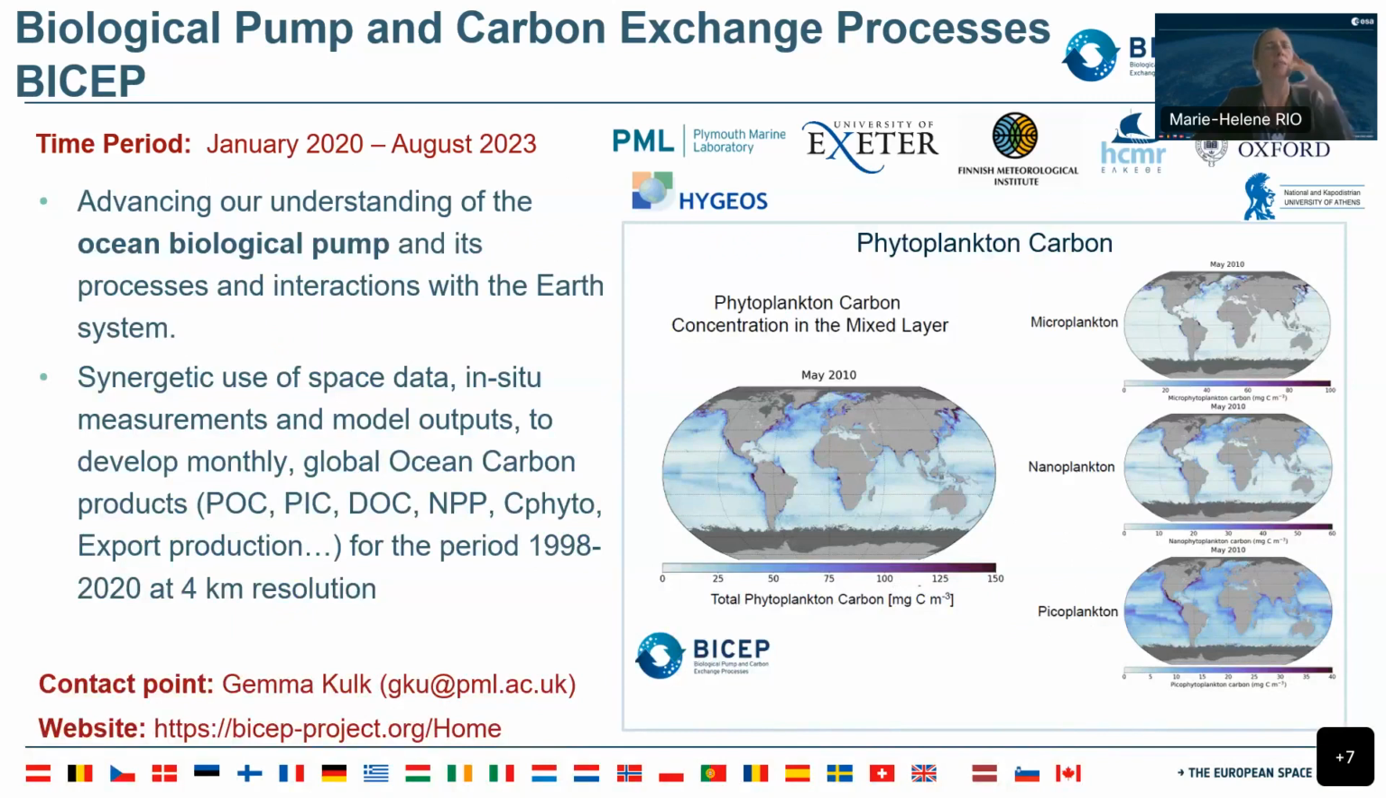The project is coming to an end at the end of summer. It has developed a dataset, from 1998 to 2020 at 4-kilometer resolution, monthly and global, of different products: particulate organic carbon, inorganic carbon, dissolved organic carbon, net primary production, phytoplankton carbon, export production, and so on. So all these datasets are available. You can go on the project website, and you can have a look at them.